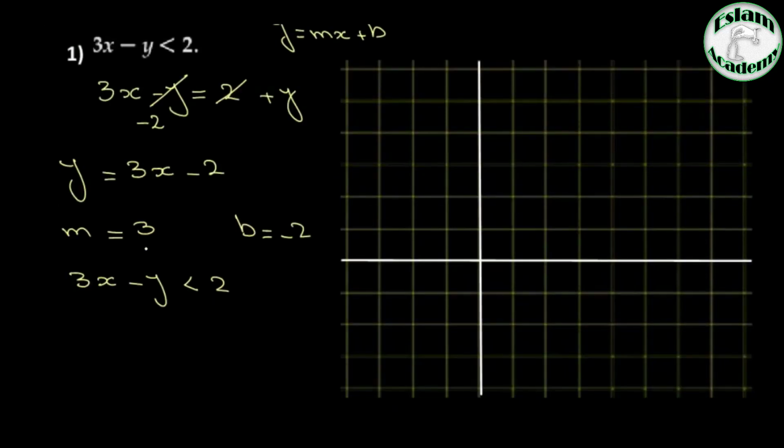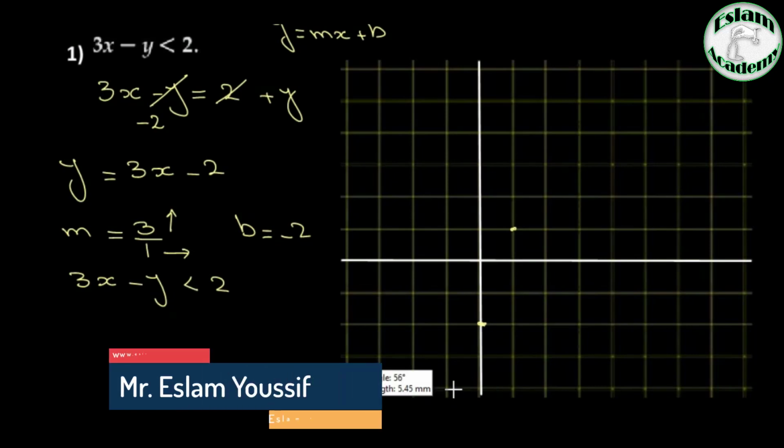The first point will start from negative 2. The slope is equal to 3, which means 3 over 1. That means rise up 3 and run 1. So we are going 3 units up and 1 unit to the right. Now we'll graph the line. But remember that this line must be a dashed line, not a solid line, because the sign here is less than. If it's less than or equal, it will be a solid line. So now graph the line, which is passing through the 2 points.